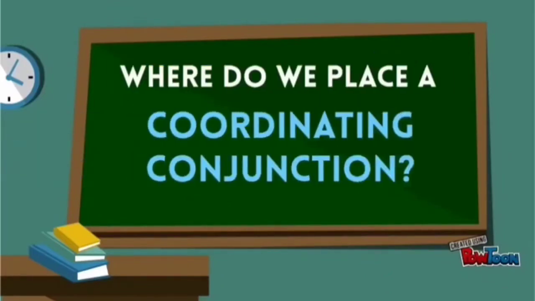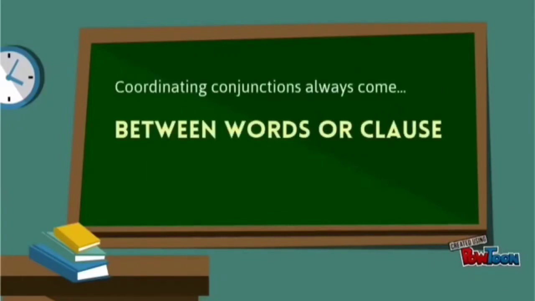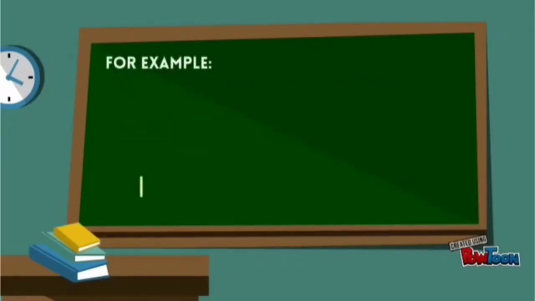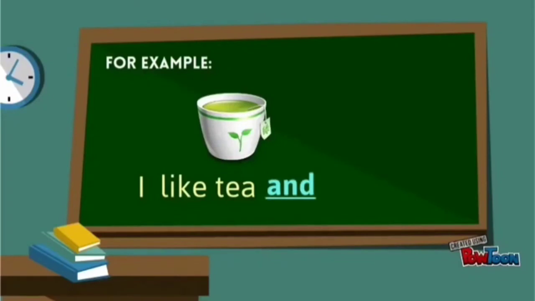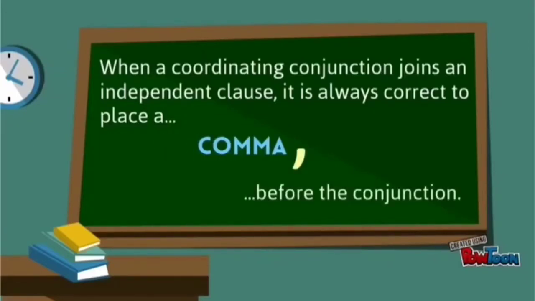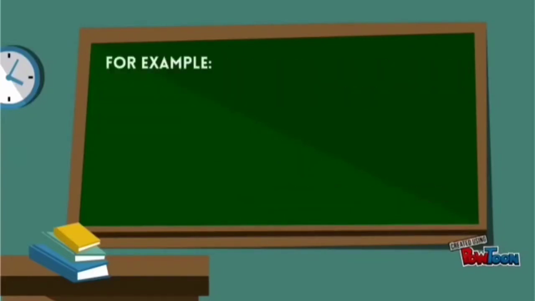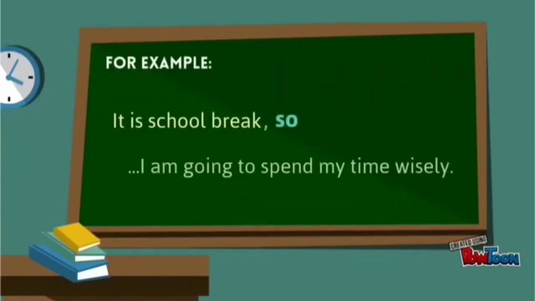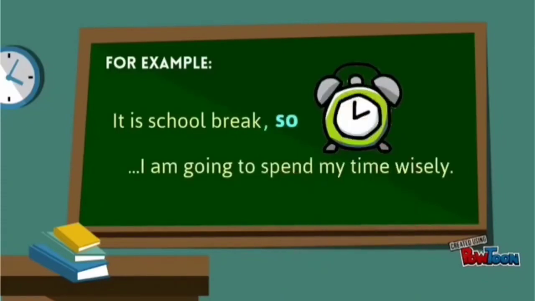Where do we place a coordinating conjunction? A coordinating conjunction always comes between the words or clauses that it joins. For example, I like tea and coffee. When a coordinating conjunction joins independent clauses, it is always correct to place a comma before the conjunction. For example, it is a school break, so I am going to spend my time wisely.